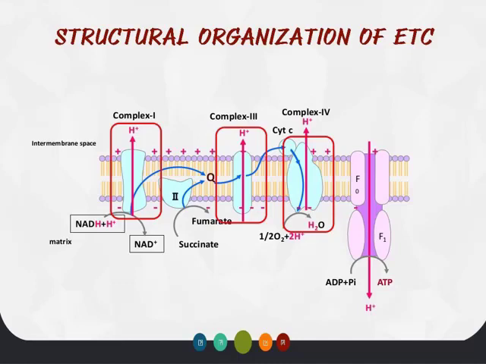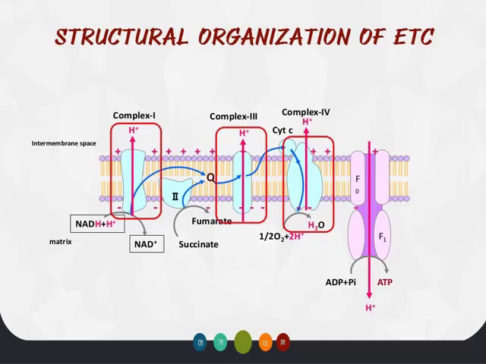So complex 3 basically consists of a pigment-like material called cytochrome B, and it will have iron on both sides of it. When coenzyme Q transfers the electron, the iron on this side, Fe3+, gets reduced to Fe2+, and the Q enzyme gets oxidized to its original form.